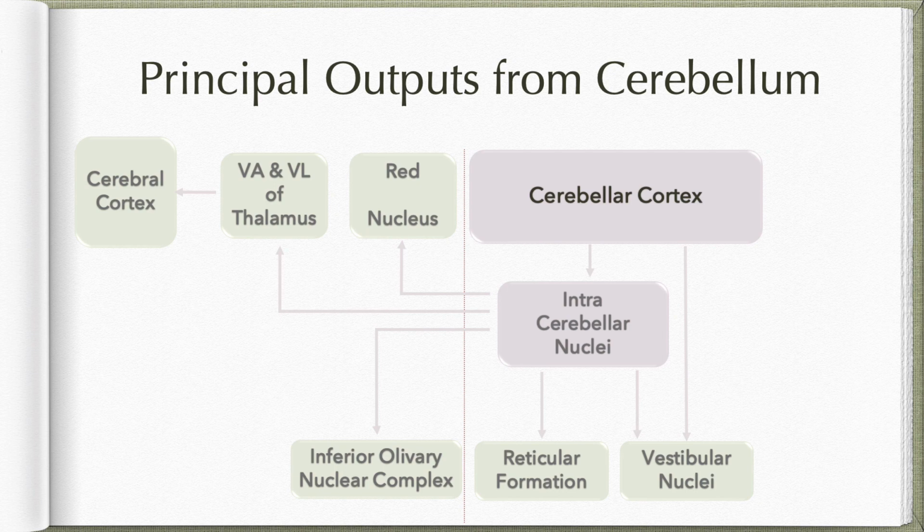If you notice these principal areas of output, all these will in turn be projecting to the spinal cord so as to control the motor activity. So we have the vestibulospinal tract, reticulospinal tract, olivospinal tract, rubrospinal tract, and finally the corticospinal tract.